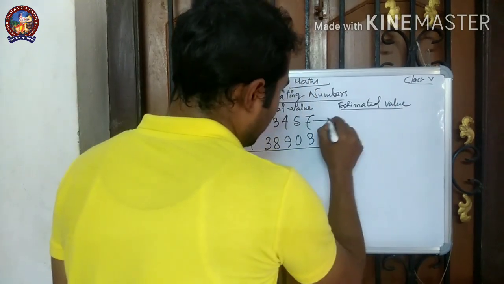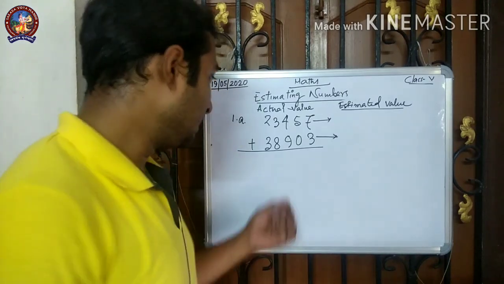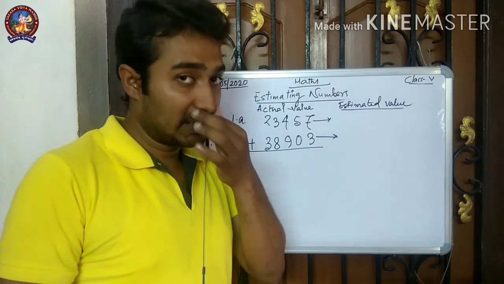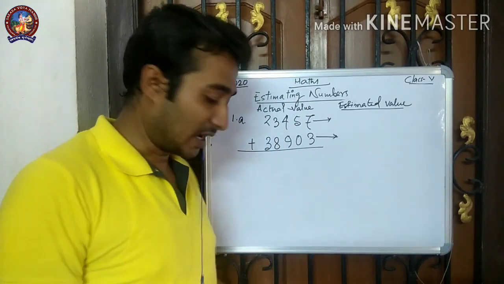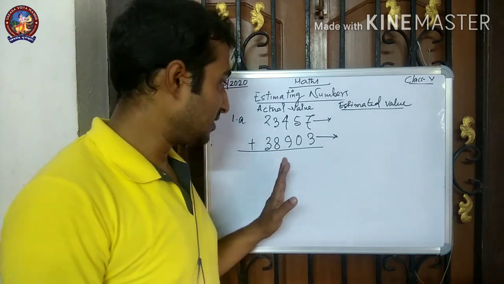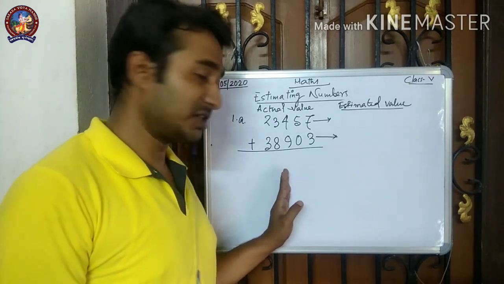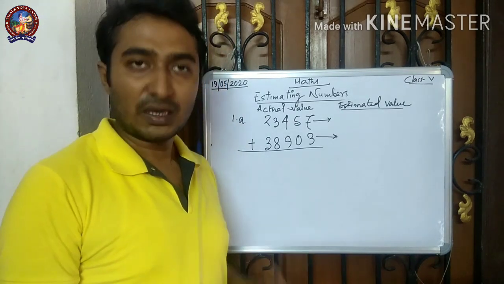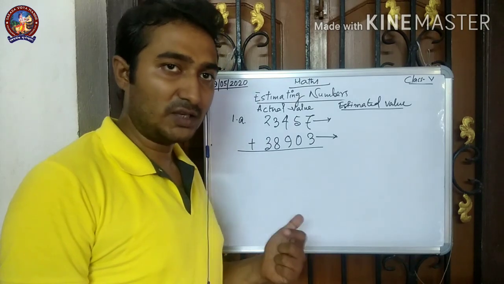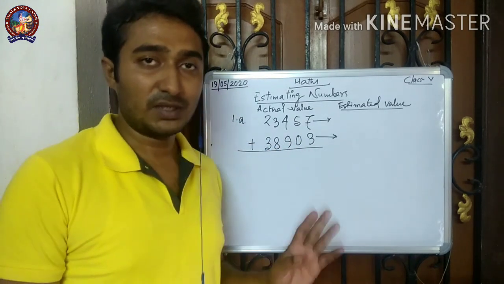So the estimated value of these two numbers will be what? See here, there is nothing mentioned about which position we have to do the estimation at. So this is the general rule: if nothing is mentioned about the position of estimation, we can choose on our own. Whatever we wish, we can choose. But the best way is to make the maximum number of zeros.